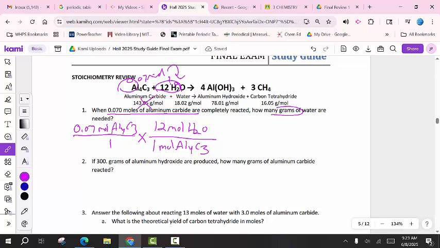And then because this asks for grams, I need to go one more step where I change it from moles to grams. And I'm just going to use the molar mass that they gave me here. So for 1 mole of water, the mass is 18.02 grams. So in my calculator, I'm going to do 0.07 times 12 times 18.02, and that gives me 15.1 grams of water.